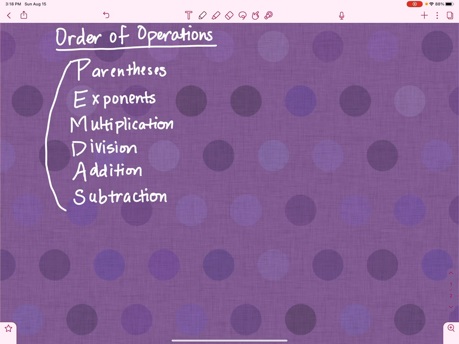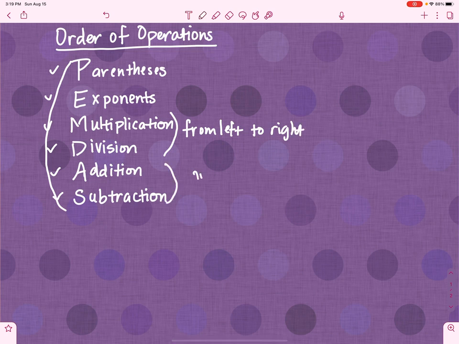Now, as we go through some of these problems, you're going to see that even though I'm following each of these, you have to pay attention to the individual problem you are given. And you also have to remember that multiplication and division go together, okay? Multiplication and division, you do all multiplication and division in the order it comes from left to right. And the same goes for addition and subtraction. So what do I mean by that?